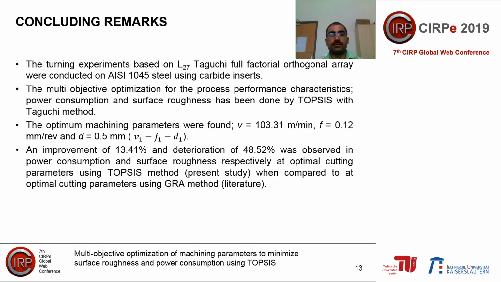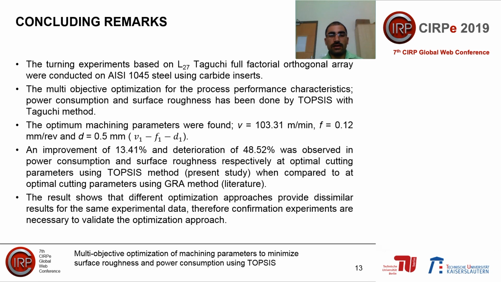When we compare the present result with the previous optimized result, we found an improvement of 30.41% in power consumption, and at the same time a deterioration of 14.52% for the surface roughness. So the result shows that different optimization approaches provide dissimilar results for the same experimental data. Therefore, confirmation experiments are necessary to validate the optimization approaches.